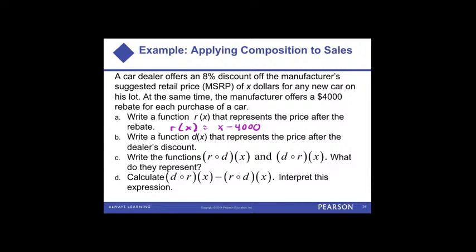And then we want the price of the car based on the dealer's discount. So then D of X, it says 8% discount, right? So instead of paying 100%, we can take 8% off of 100%. That leaves us with 92% of the price of each car.